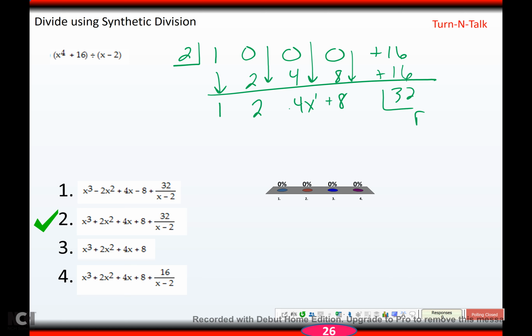That would be my first degree. That would be my second degree. And that would be my third degree. So my answer is x cubed plus 2x squared plus 4x plus 8 plus my remainder over my divisor.